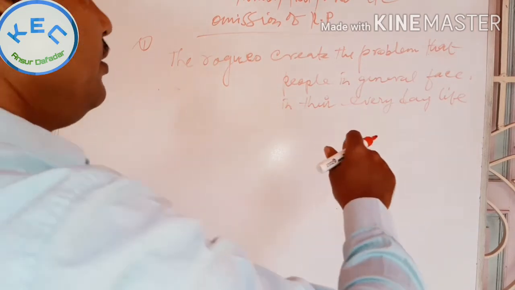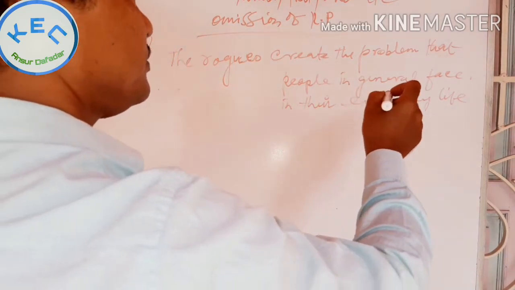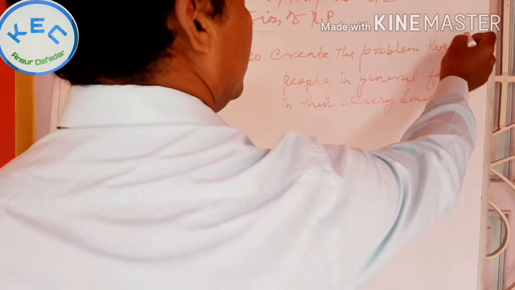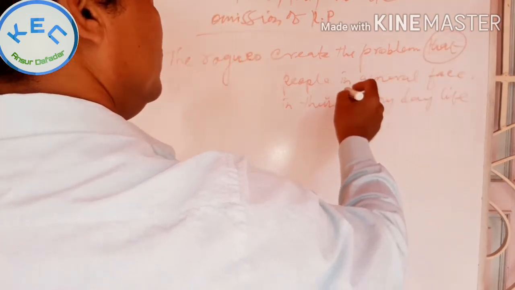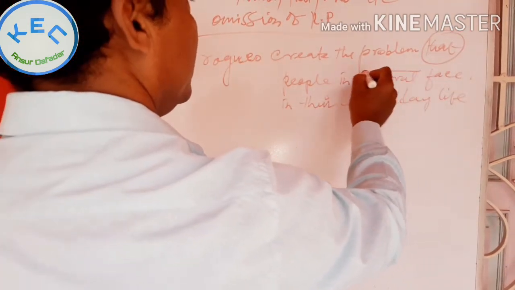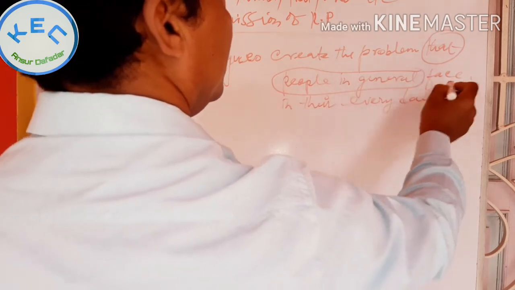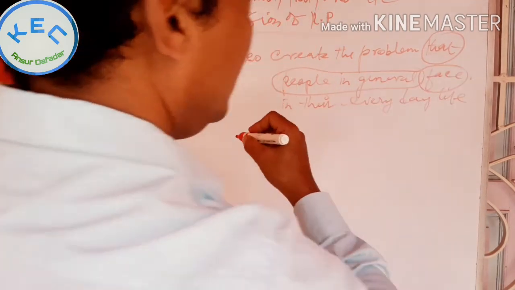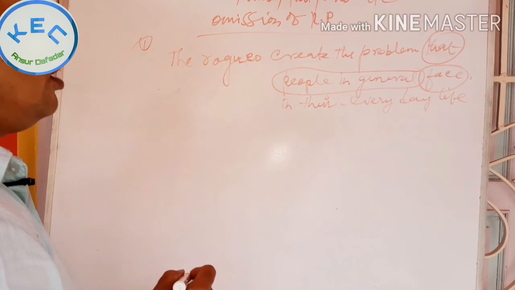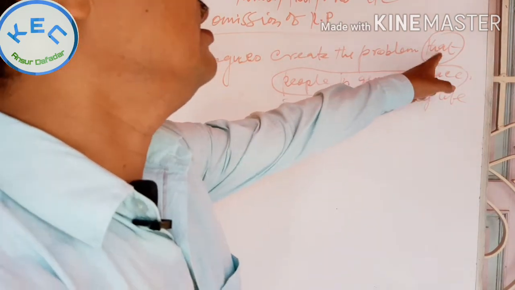Here we find that this is the relative pronoun, this is the subject, this is the verb. In this case also we may omit this relative pronoun.